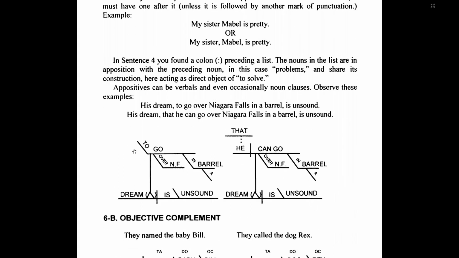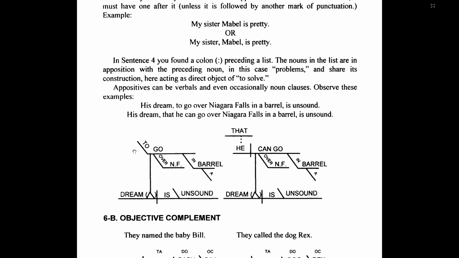There's the answer to the question I just asked. Appositives can be verbals and even occasionally noun clauses, right? Because they are nouns. What verbals are nouns, right? Gerunds, for instance, infinitives, right? And occasionally noun clauses. It makes perfect sense because these are all nouns. They act like nouns. And so they can be used as appositives, because apposition, that's a noun job.